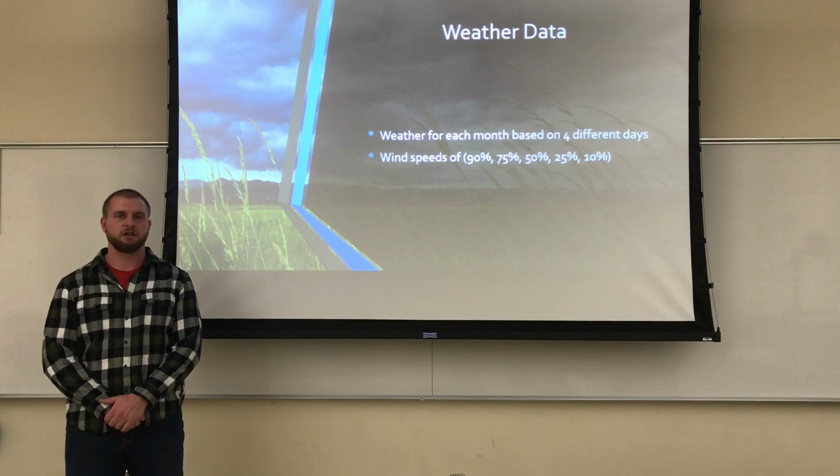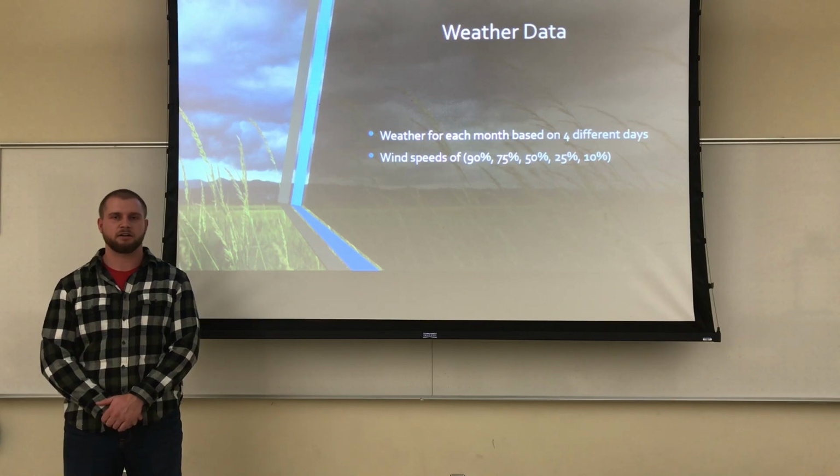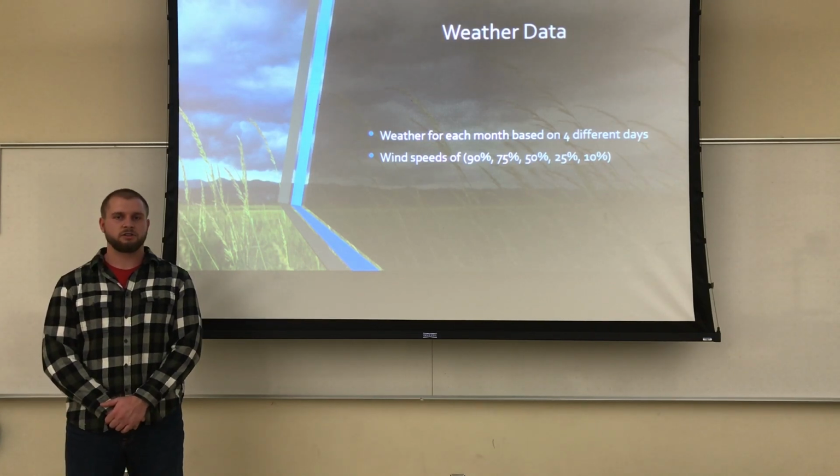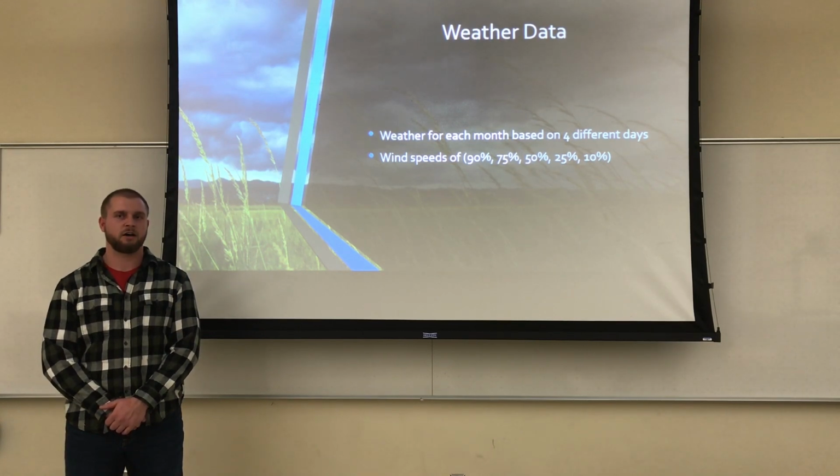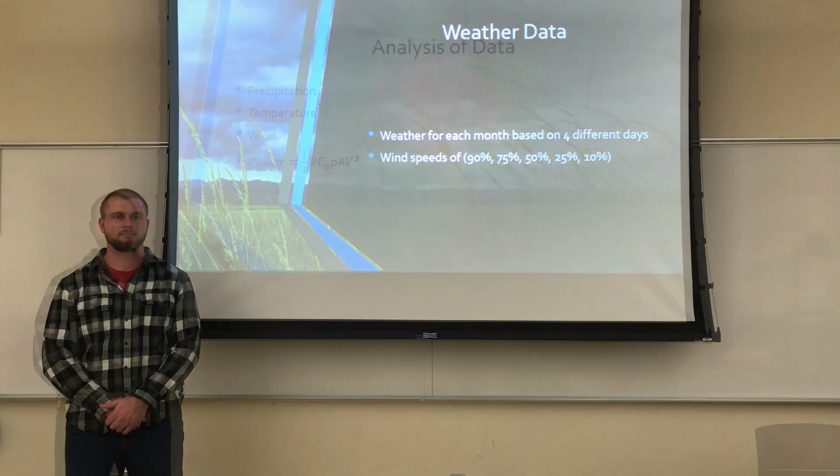For the precipitation, each day that we analyzed, we were given an average precipitation amount, and we used that for our data analysis. For the temperature, we were given a high temperature and a low temperature, and we took the average of those 2 temperatures on each day and used that in our data analysis. For the wind speed, however, because of our equation, we took the 90th percentile, the 75th percentile, the 50th percentile, the 25th percentile, and the 10th percentile to make sure that we got a good average for the wind speed.